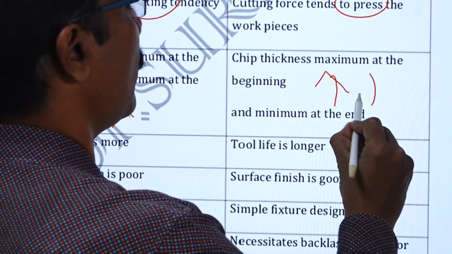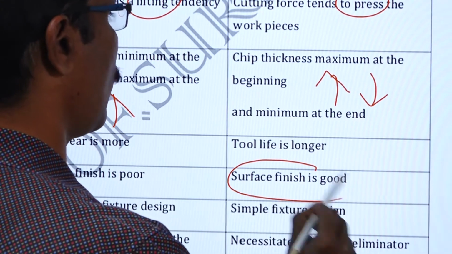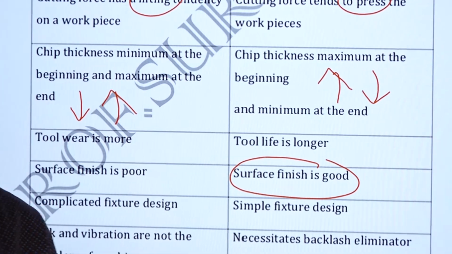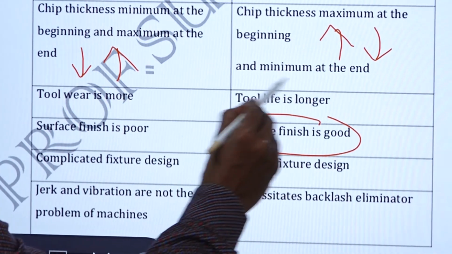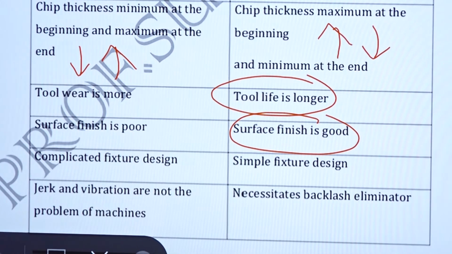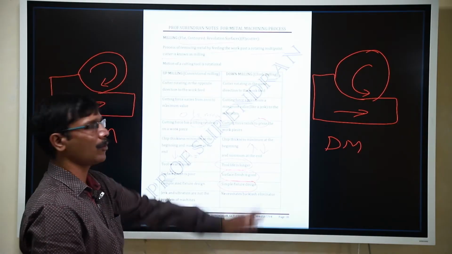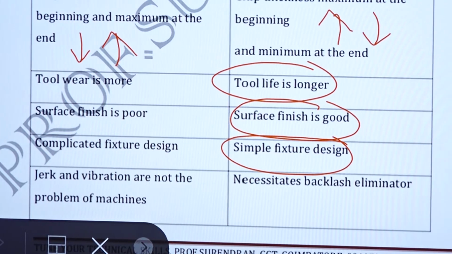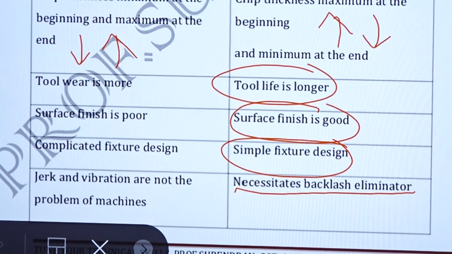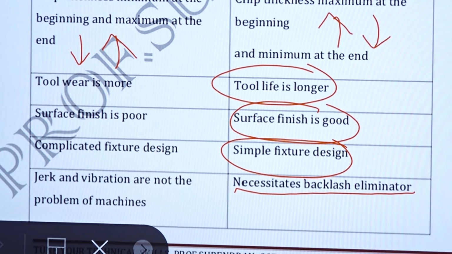Here this is the maximum and minimum. So surface finish is good here. You can see at the end, minimum means surface finish is good. Tool life is longer here, and the fixture design is simple. But all are advantages. There is only one disadvantage: it necessitates a backlash eliminator, so some error is there in down milling.